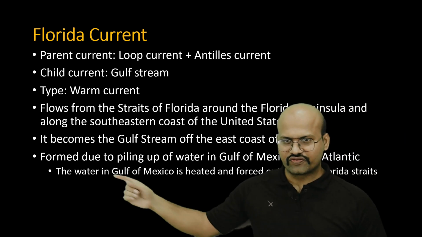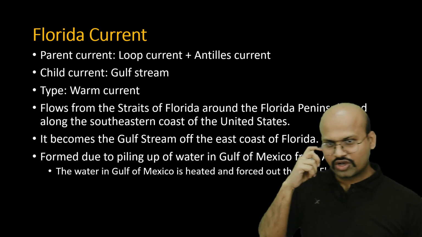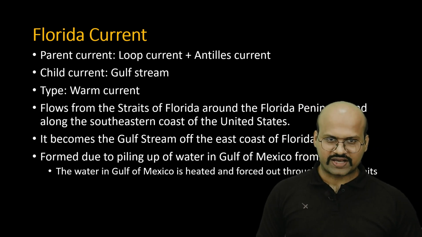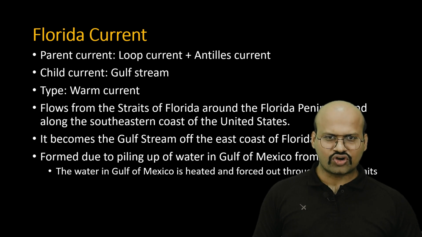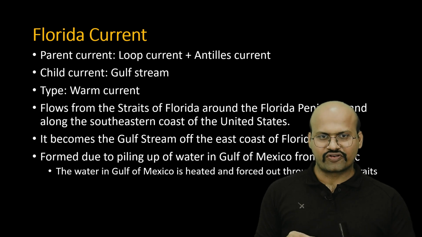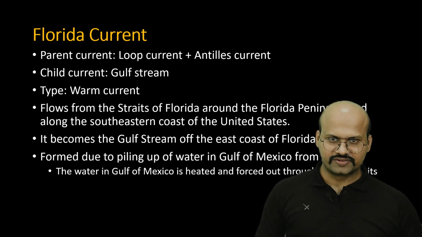One thing is, it is formed due to piling of water in the Gulf of Mexico from the Atlantic. Because water is forced to enter the Gulf of Mexico, which is almost a closed gulf, it gets heated and the water expands. This water which expands in the Gulf of Mexico moves out via the Strait of Florida, and it moves out with a very high velocity.